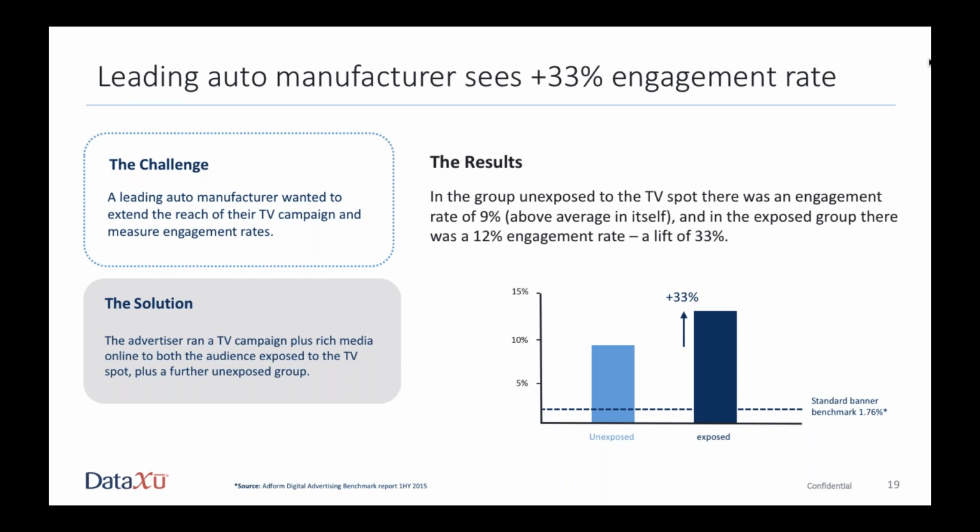And what we found is what we'd hopefully intuitively have found, which is that, first off, the group of consumers that weren't exposed to the TV spot and were exposed to the online activity saw about a 9% engagement uplift, which is a pretty good stat in itself. But the key here is that those that were exposed to TV and were then exposed subsequently to the online campaign through Advance, there was a 12% engagement rate. So a real big lift there from 9 to 12. So, very happy customer in terms of an auto.